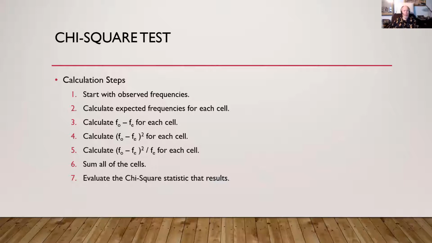So the calculation steps for the chi-square statistic, when you take them one at a time, when we break out that equation, are pretty easy. We start with observed frequencies. That's just the values that are in the table. We calculate the expected frequencies for each cell. It's easiest to do this in something like Microsoft Excel, and that's what I'm going to use tonight for this demonstration. We calculate the observed minus the expected frequency for each cell. Easy enough to do in a spreadsheet again. Then we calculate the squared value of that difference for each cell. Then we go one step further, and we take that squared value and divide it by the expected value for each cell. We sum up all of our cells, and we evaluate the chi-square statistic that results. Those are the steps.